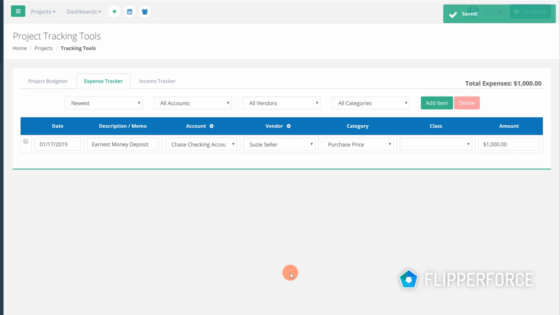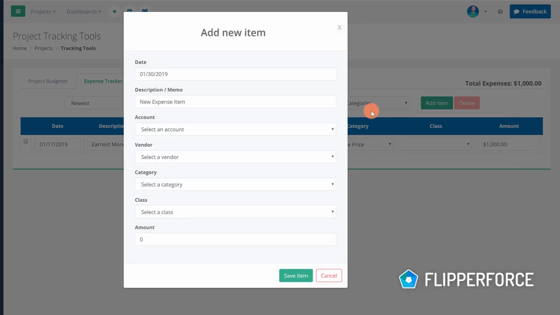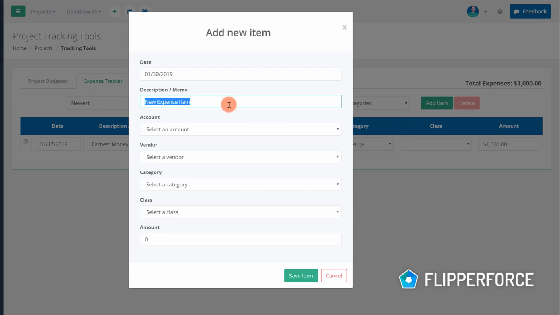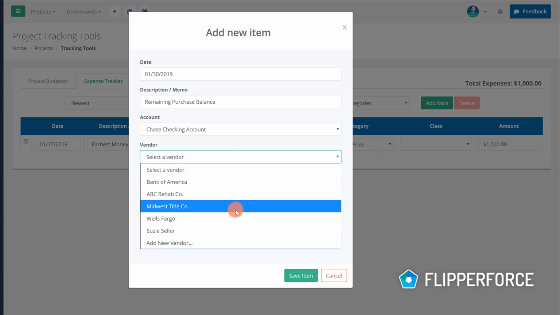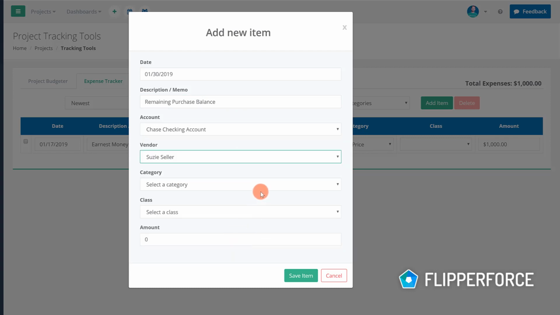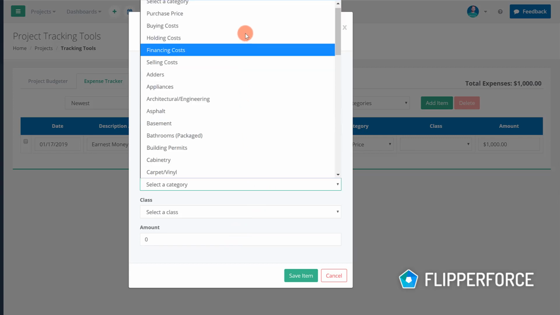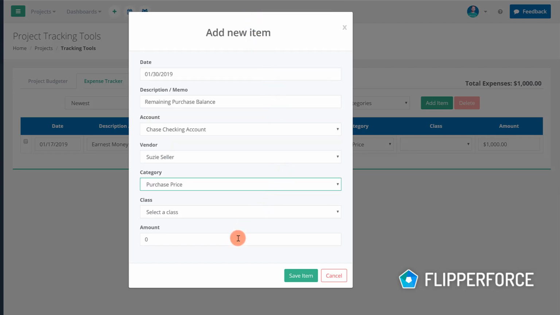So now that we've entered the earnest money deposit, we need to enter the remaining balance of the purchase price. We will start by adding a new expense to the expense tracker and entering a description of the expense. So let's put remaining purchase balance. Next, we will again need to enter the bank account that was used to pay for the expense and then the vendor that was paid for the purchase, and then select purchase price as our category. For the amount, this time we will enter the remaining purchase balance of $99,000.